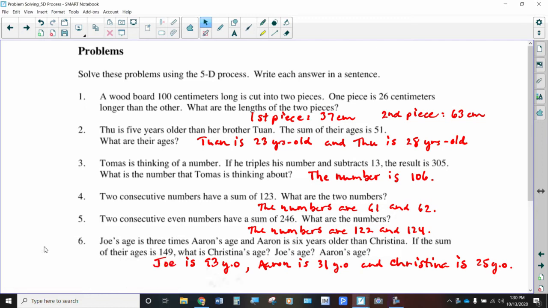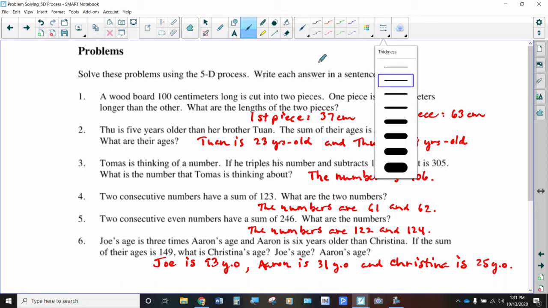Alrighty, here we've got some problems that take us back to last year when we were working on the 5D process. And you recall, when we started the 5D process, we were just doing guess and check. But eventually we got to the point where we could define our variables and set up an equation. And then once we solved the equation, we would have our answer. This is a much more efficient use of our time rather than continuously guessing and checking until you eventually get the correct answer. If you end up with a problem where you've got decimal answers, that guessing and checking can go on for a very, very long time.